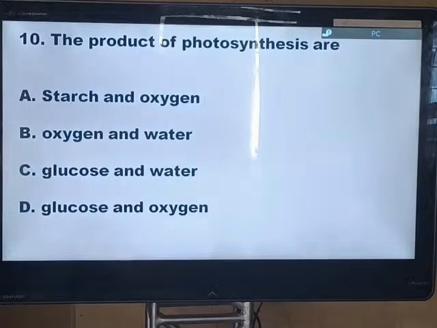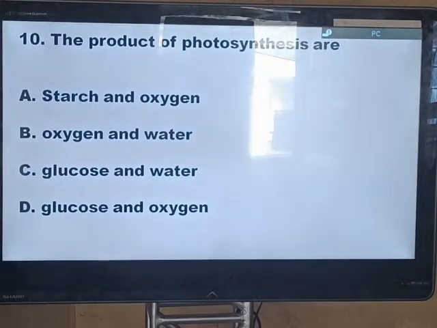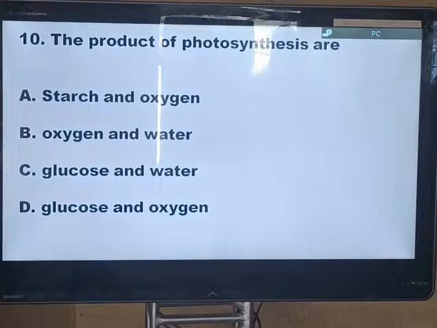The products of photosynthesis are, now we know that during photosynthesis, there are two major products. There is one major product, and then there is a byproduct. The main product, the immediate product of photosynthesis, is glucose. And then the byproduct is what? Oxygen. So the correct answer is definitely option D. The products of photosynthesis are glucose, that's the immediate product, and oxygen, which is a byproduct.